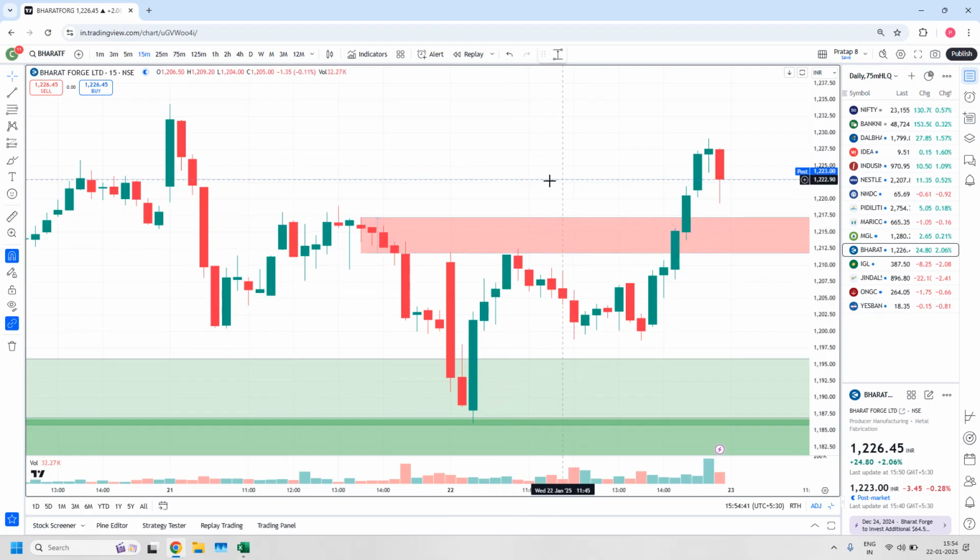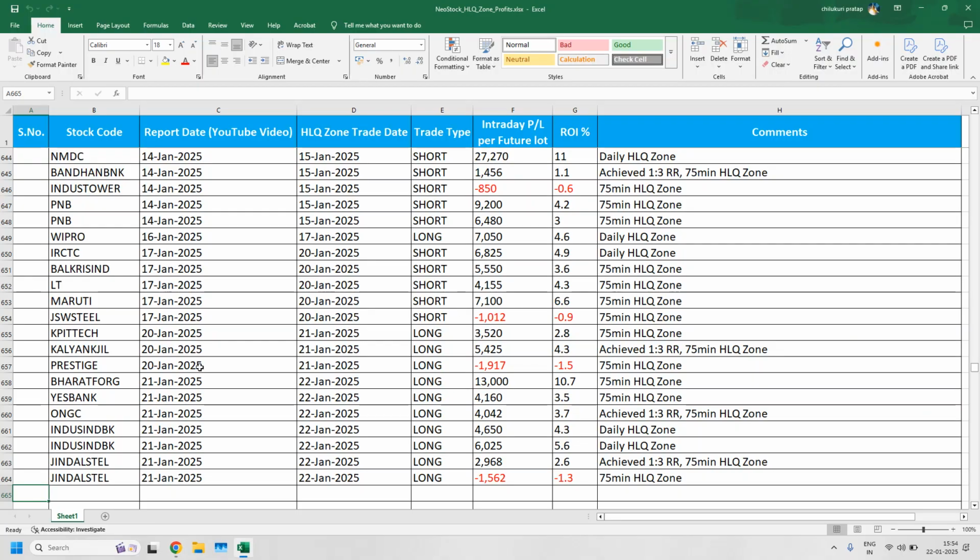So how much profit has Bharat Forge given? Bharat Forge has given 13,000 rupees profit, which is a 10.7% ROI as per one futures margin cost. In just 1 hour, we got 10.7% ROI.